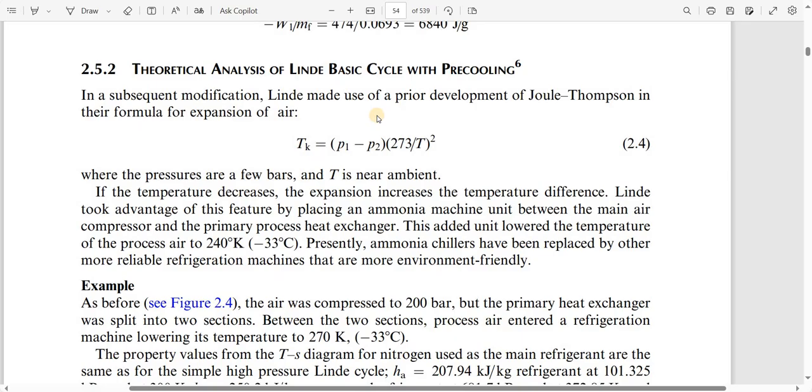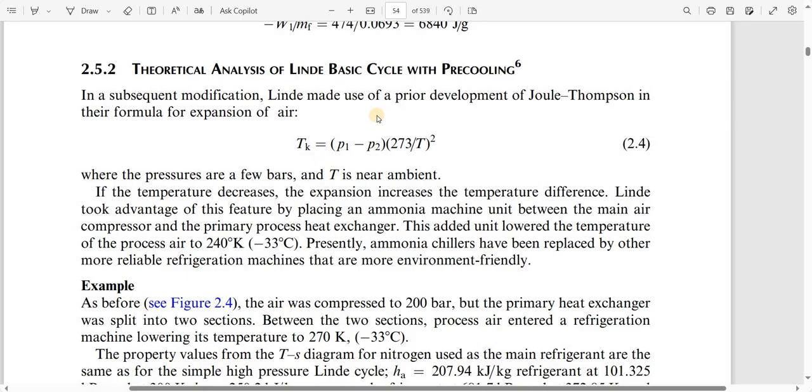Today we will be learning about the theoretical analysis of the Linde basic cycle with pre-cooling. In a subsequent modification, Linde made use of a prior development of Joule-Thomson in the formula for expansion of air, where ΔT equals (P1 minus P2) into 273 divided by T whole square, where the pressures are a few bars and T is near ambient. If the temperature decreases, the expansion increases the temperature differential.